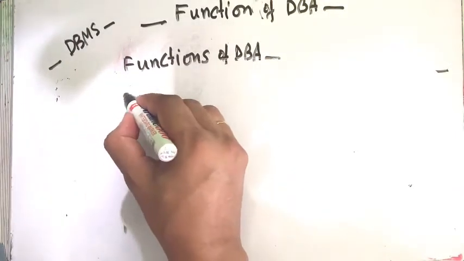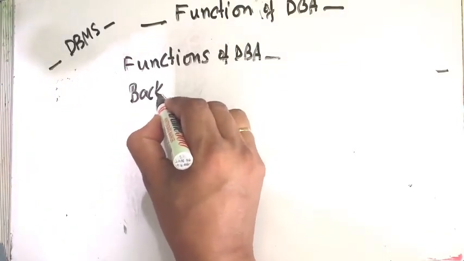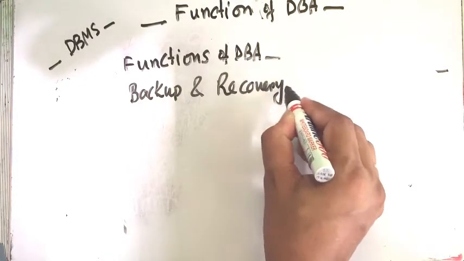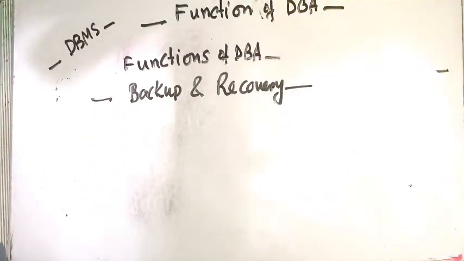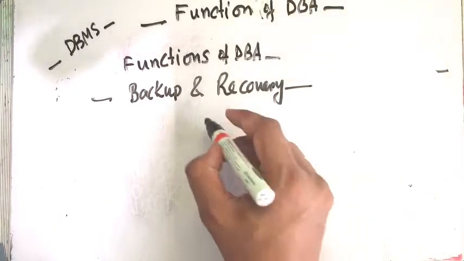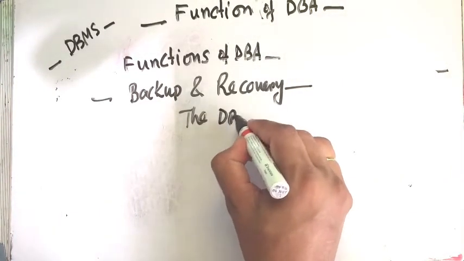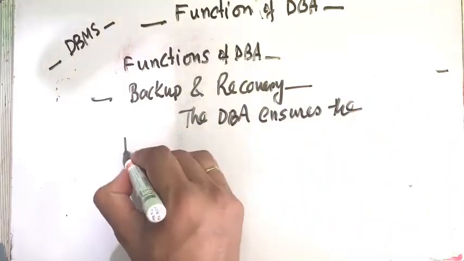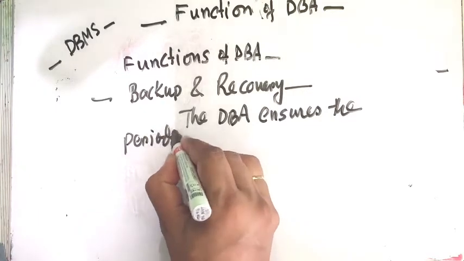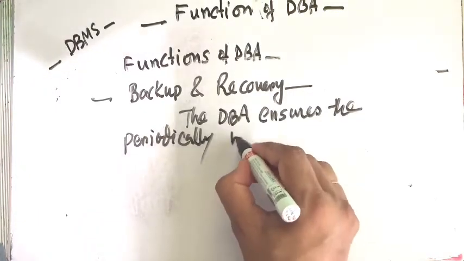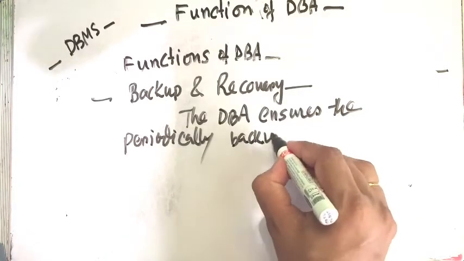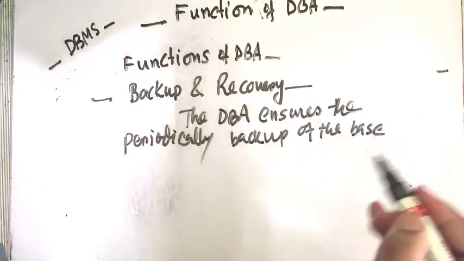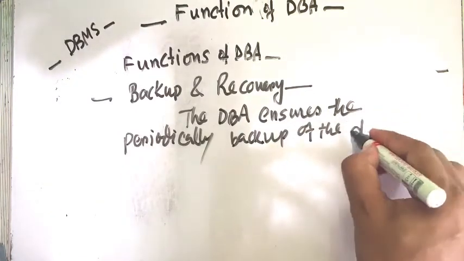Next one is backup and recovery. If there is any problem in the database, we have to provide the backup facility and recovery of the data. The DBA ensures the periodic backup of the database.